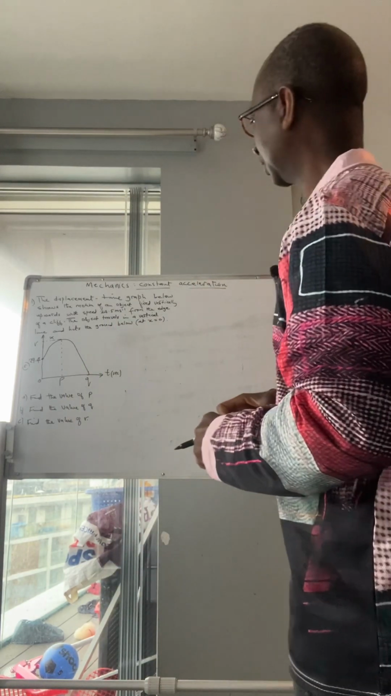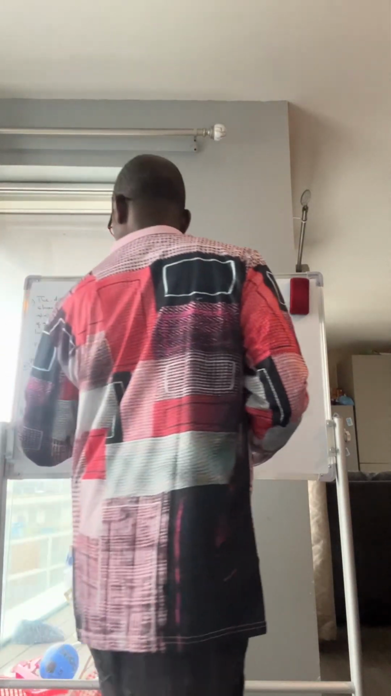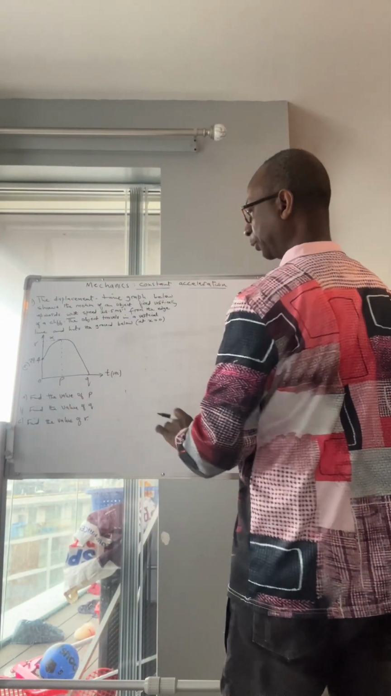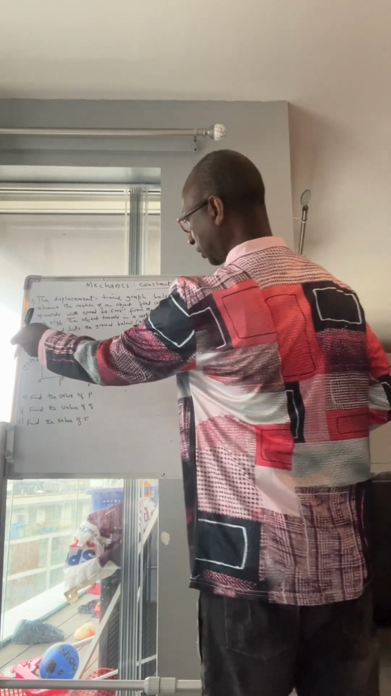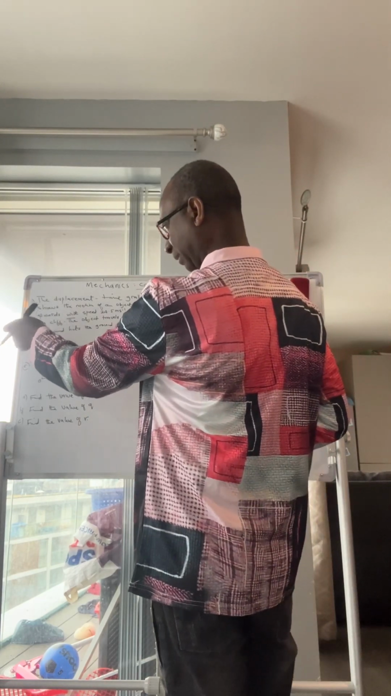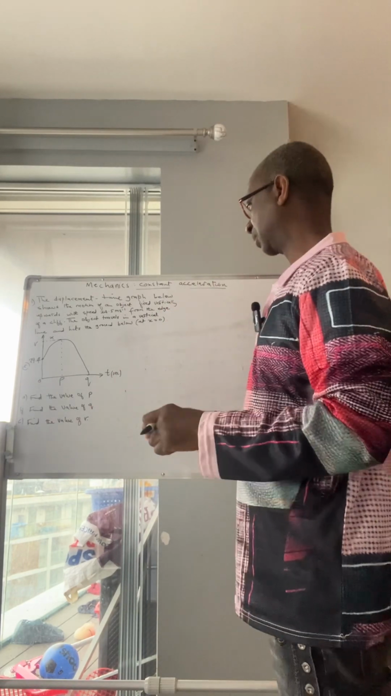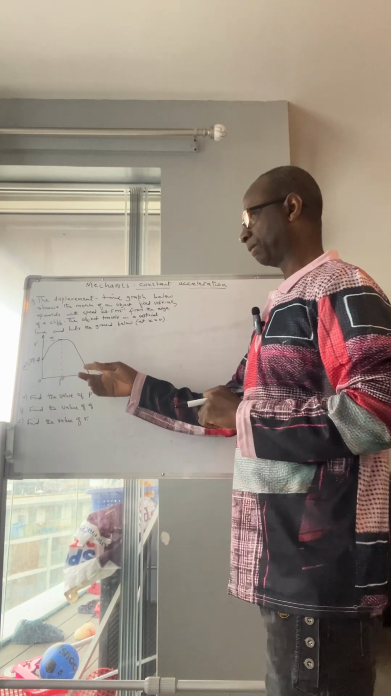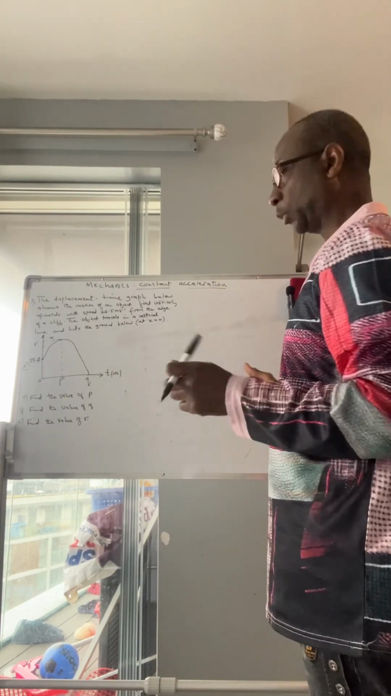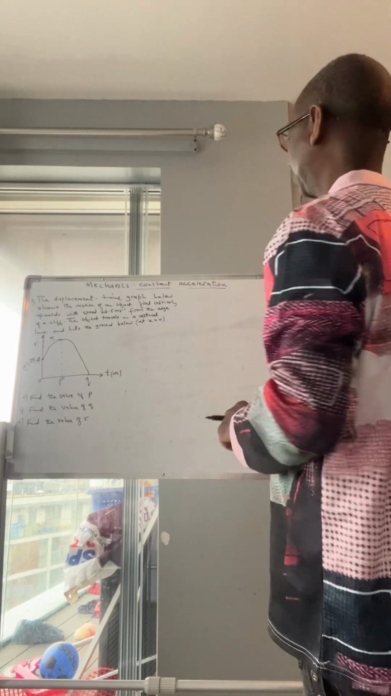Now, what we see here, P and Q, this is time. What we see here, R, this is distance, S. You know, when you are solving these problems, S is distance. We know that. So let's see what we have.